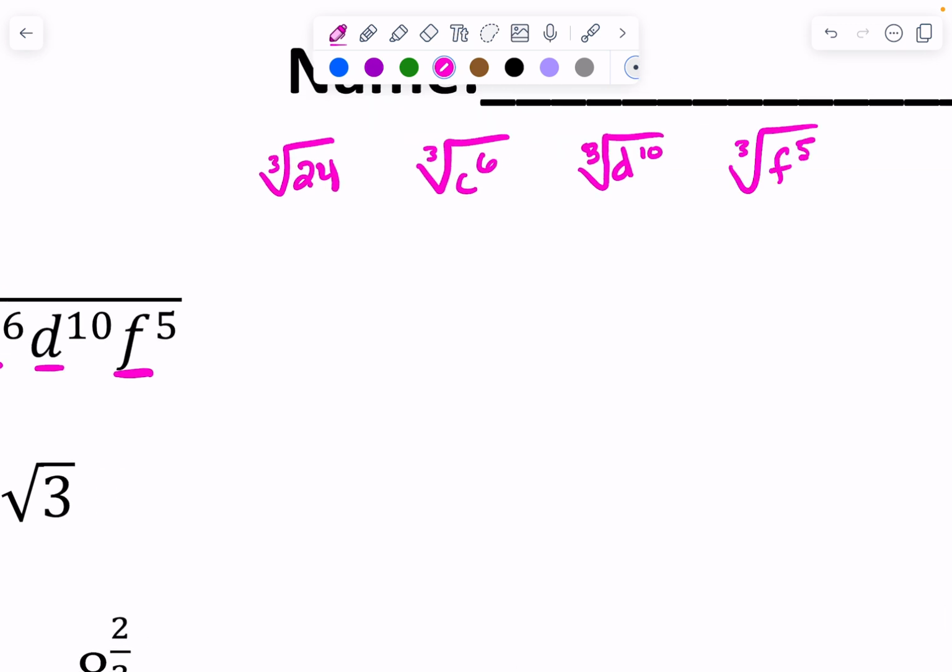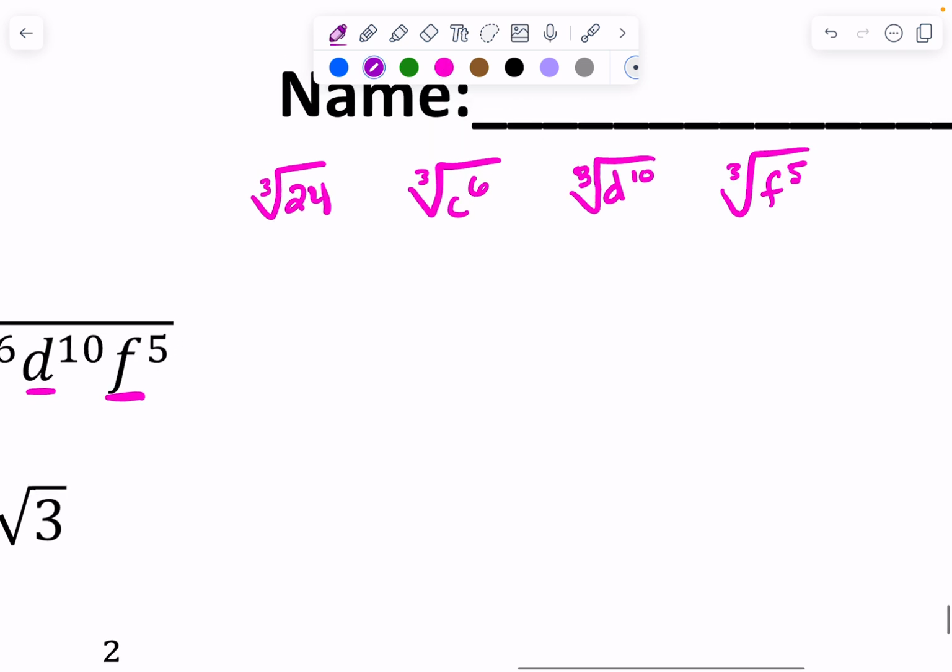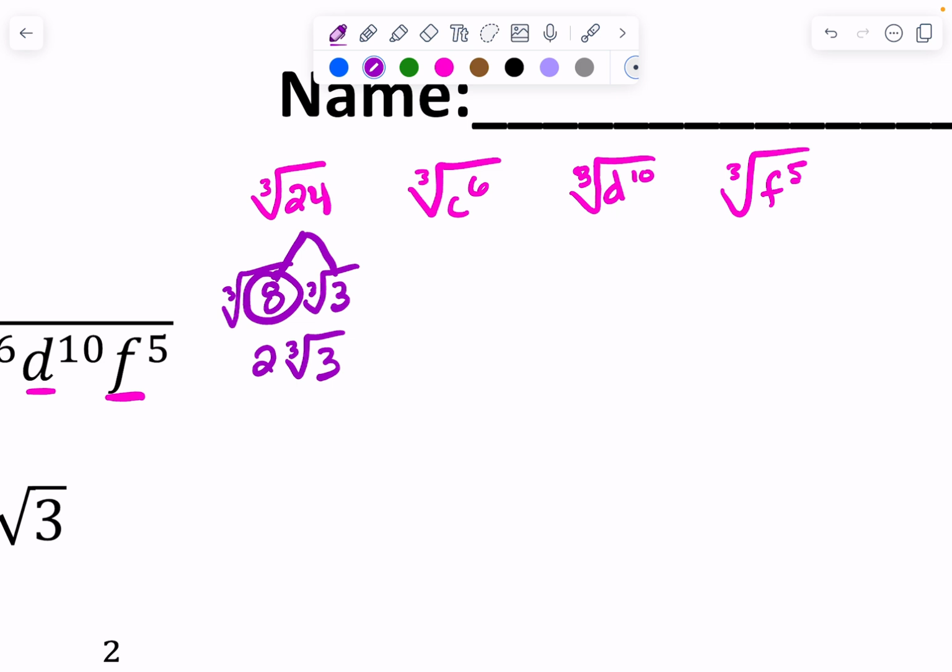Okay, here we go. There is nothing that I can take and multiply by itself 3 times to get 24. But what I do know is I can take the cubic root really nicely of 8, and 8 times 3 is 24. The cubic root of 8 is 2, and the cubic root of 3 just stays underneath. Now, in order to be able to take cubic roots perfectly, exponents have to be divisible by 3. Right? And this one is, so that will just pop out as c squared because 6 divides by 3 nicely. 10 does not divide by 3 nicely, so we've got to do something different with 10, okay?